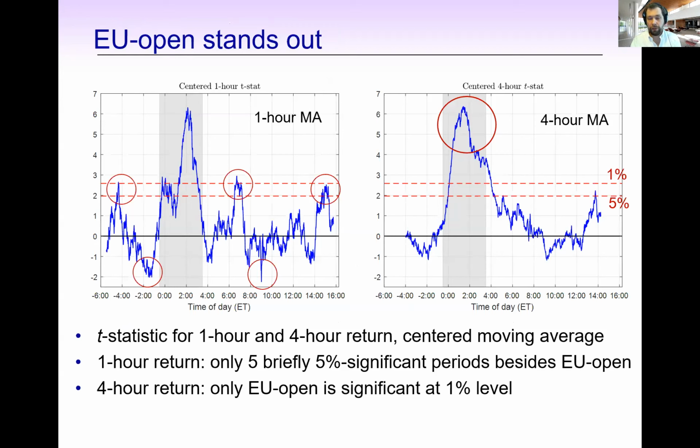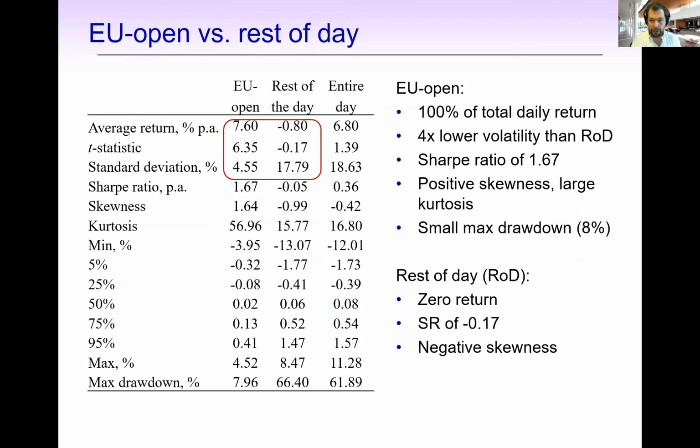Anyway, in case you are not convinced by my first figure that EU Open is special, let's pick your favorite 1 hour period of the day. Let's compute its return and t-statistic, and then I will do it for every 1 hour period through the day. So what you can see is, except for EU Open in gray, there are only 5 other brief instances when 1 hour returns are significant at conventional levels. And if we extend the window to 4 hours, EU Open is clearly the only significant period. So EU Open really stands out.